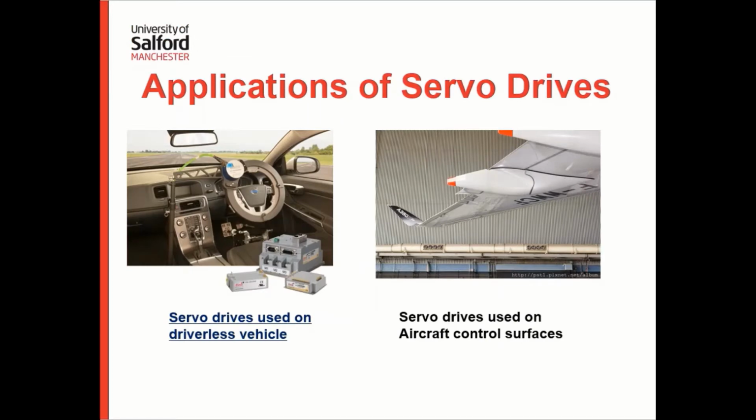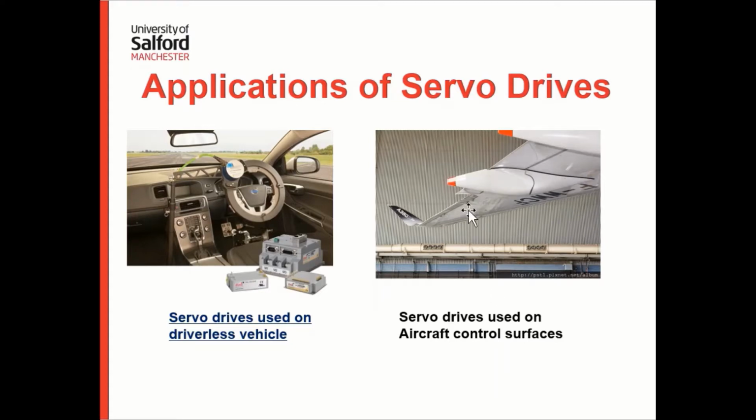Now, if we look at applications, DC servos are widely used in industry for controlling the position of things. One example might be you want to control the position of your steering wheel in an automated car. So there'll be a servo mechanism inside there, usually electrically operated, which will control the steering wheel to a given position, hopefully to drive the car on a given route.